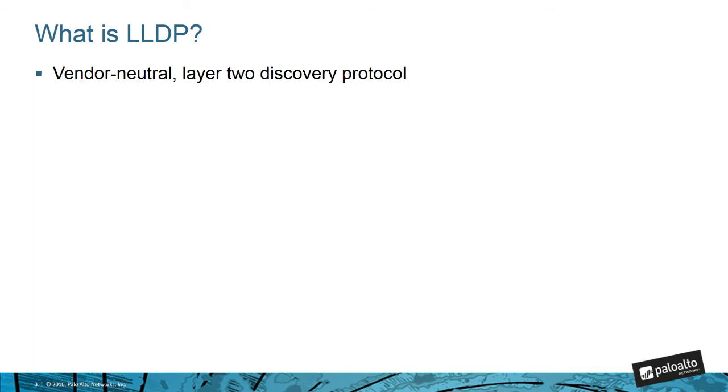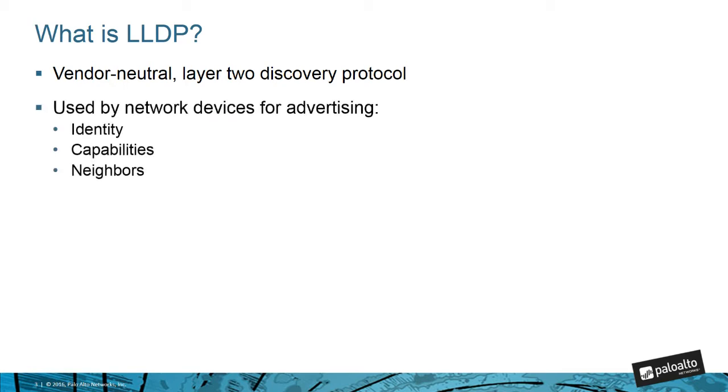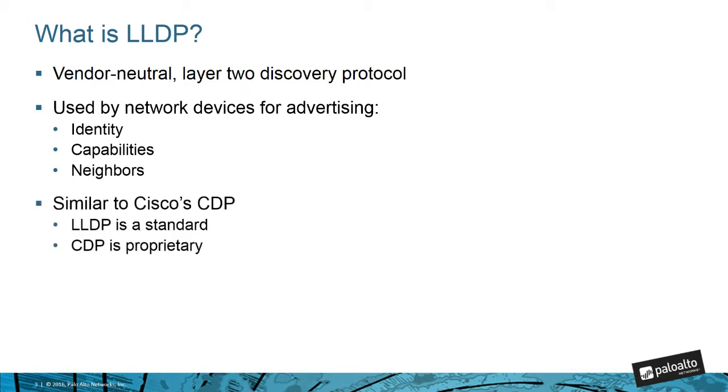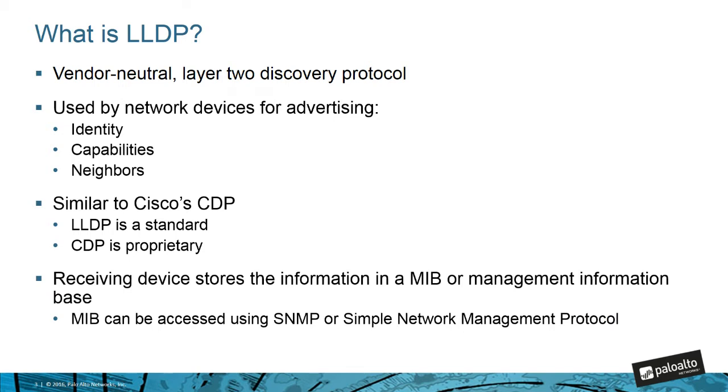LLDP is a vendor-neutral Layer 2 discovery protocol used by network devices for advertising their identity, capabilities, and neighbors. LLDP is similar to Cisco Discovery Protocol, or CDP. The big difference between the two is that LLDP is an open standard, while CDP is a Cisco proprietary protocol. LLDP allows devices to send and receive LLDP data units to and from neighbors. A receiving device stores the information in a MIB, or Management Information Base, which can be accessed using SNMP.